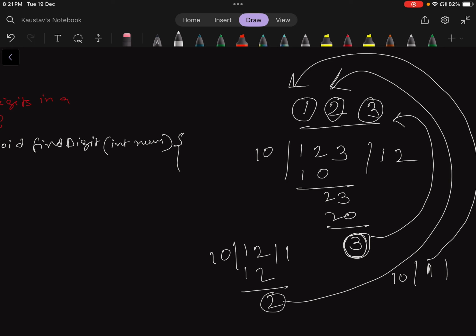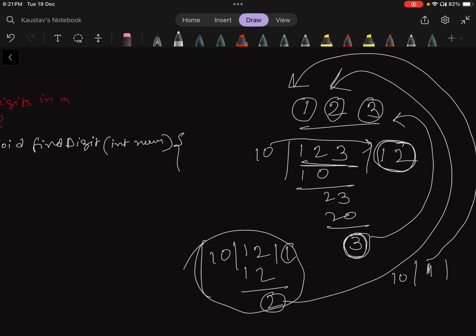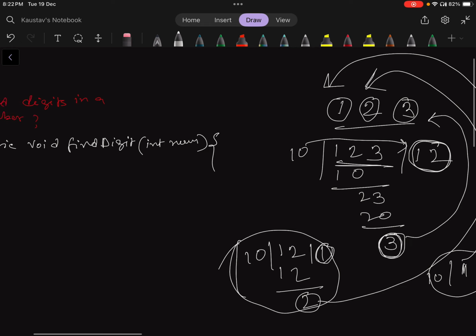If we divide 123 by 10, then 12 is the quotient. Whatever quotient is there, we again divide by 10. Here we have done this. So what is the quotient remaining? 1. And what is the remainder? That is the digit. And the quotient remaining is 1. So 1 we will again divide by 10, and because we can't divide 1 by 10, it will go as a remainder. So this is the actual logic.